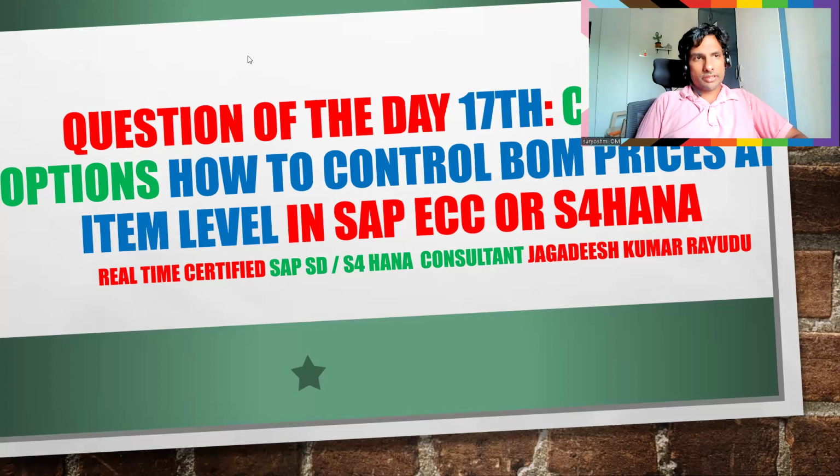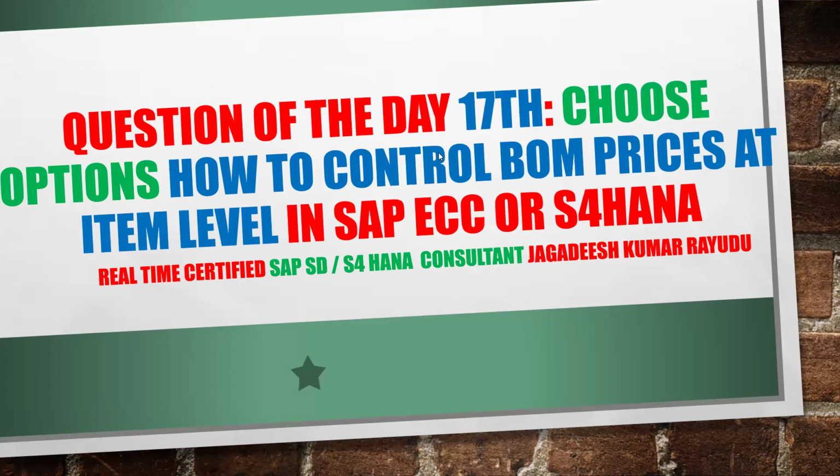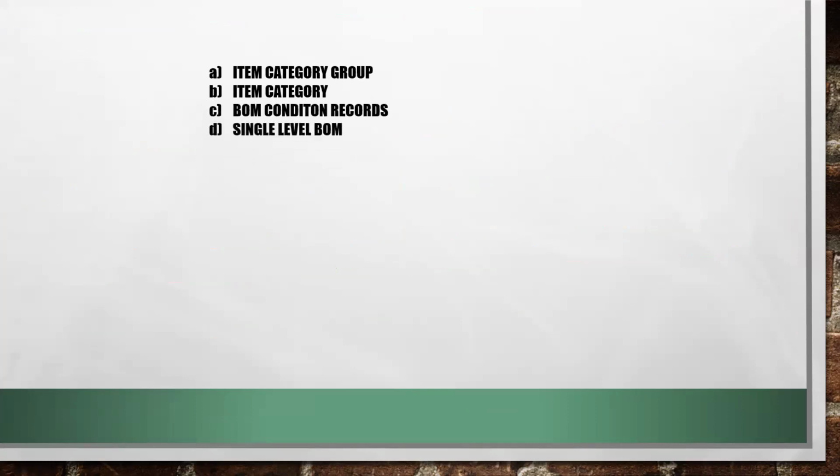Question of the day is 17th. Choose options. How to control BOM prices at item level in SAP ECC or S4 HANA. Okay, let's read the options. First is item category group, and B is item category, C BOM condition records, D single level BOM, and E high level item category, F multi-level BOM, G none of the above.